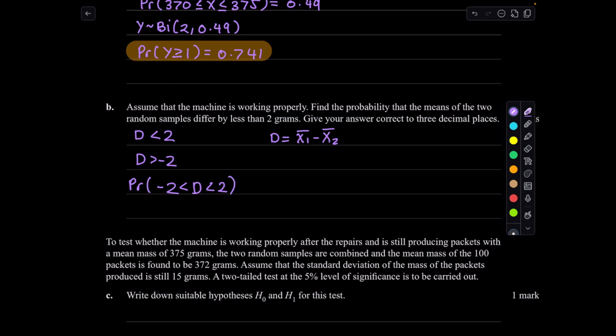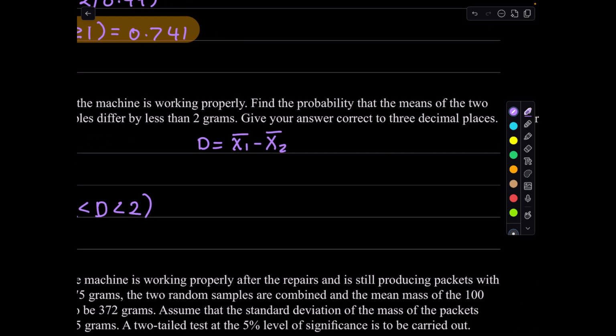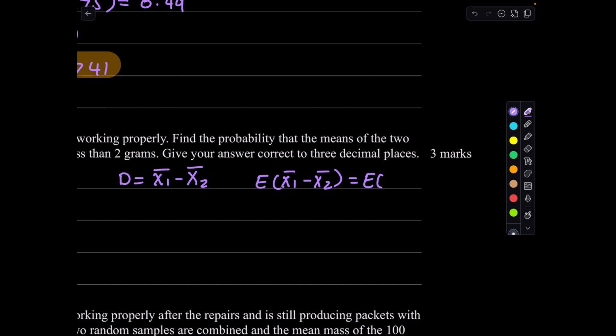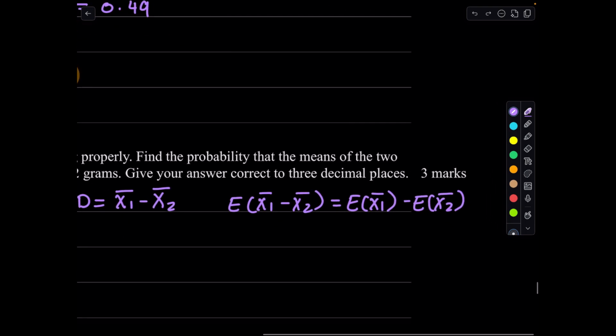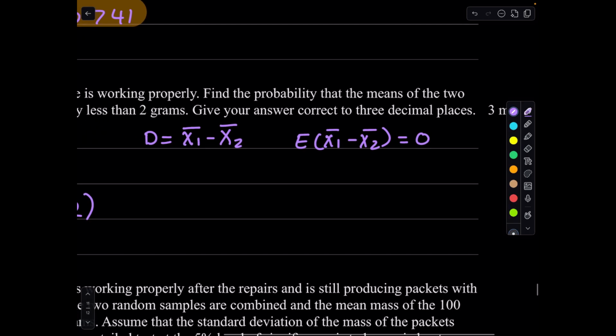Okay. Now, there's a big problem. For D, the difference, we need to find the expected value and the standard deviation, because we're using the normal distribution here. So how do we do that? Well, we need to find the mean of D. The mean of D is the expected value of x1 minus x2, which simplifies to the expected value of x1 minus the expected value of x2. Both have the same mean, 375, so it will be 375 minus 375, which is 0. So the mean is 0, actually. The expected value of D is 0.